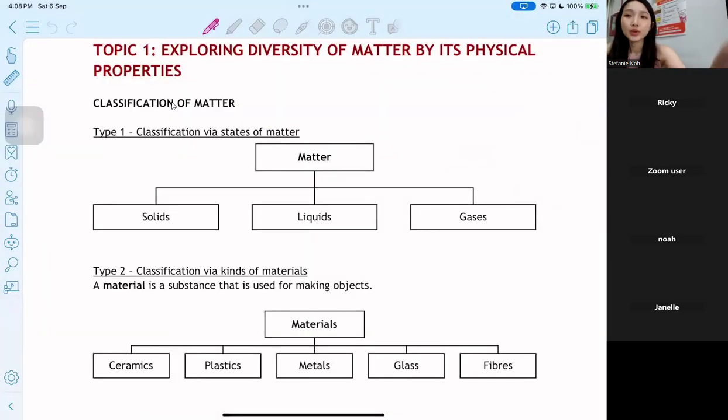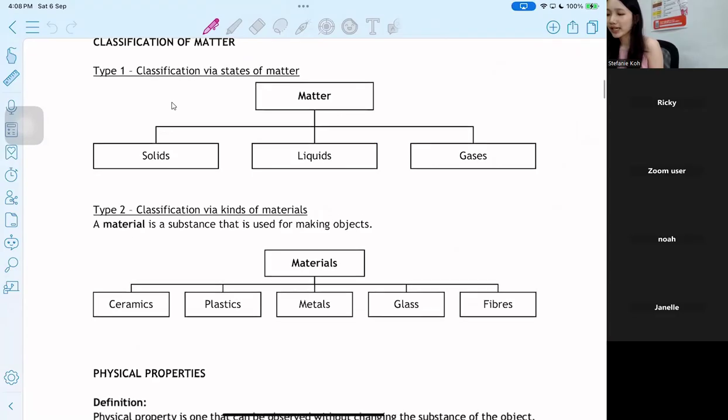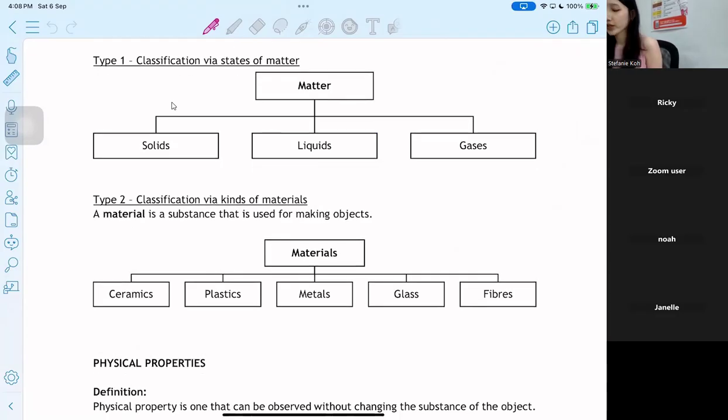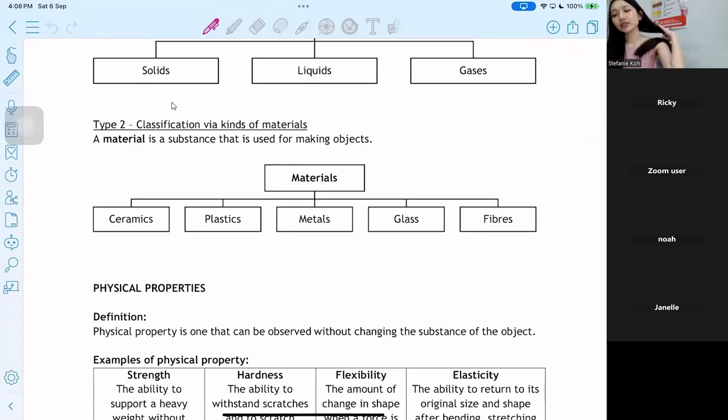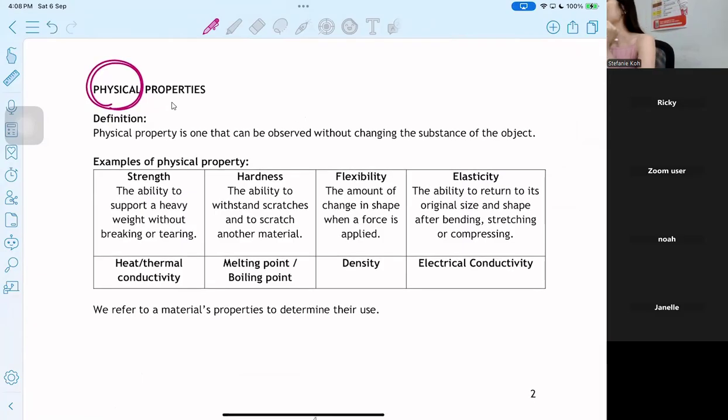So we're looking at classification of matter. Very simple, just solid, liquid, and gas. This one you learned in primary school before, right? Nothing new, correct? Then we look at materials. Usually for the materials, what you want to take note of is the properties. Physical properties, things like melting and boiling point, strength, hardness. So the first row, you need to know the definition. Strength means it can withstand heavy loads without breaking or tearing. This is very strong. Versus hardness.